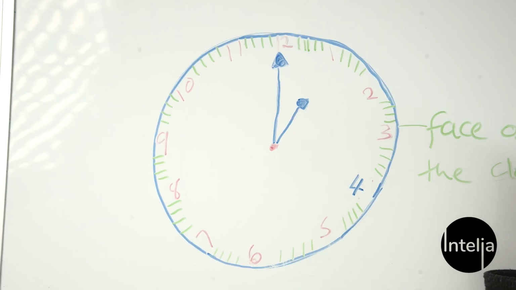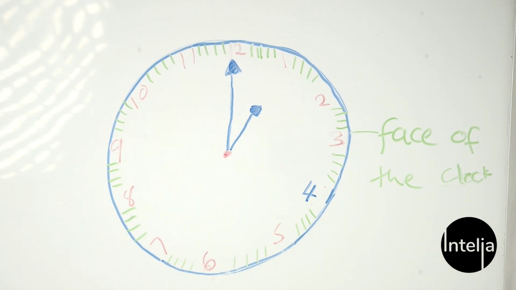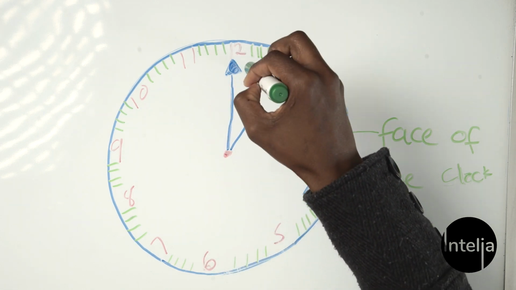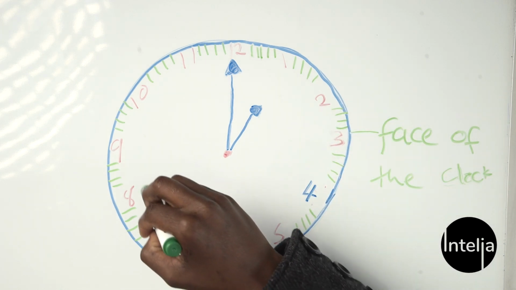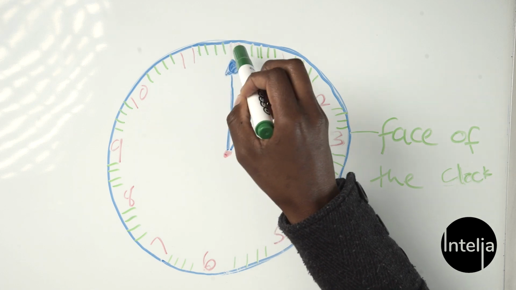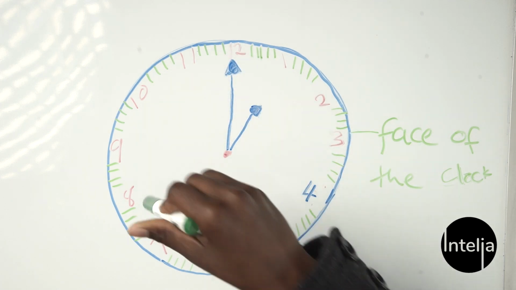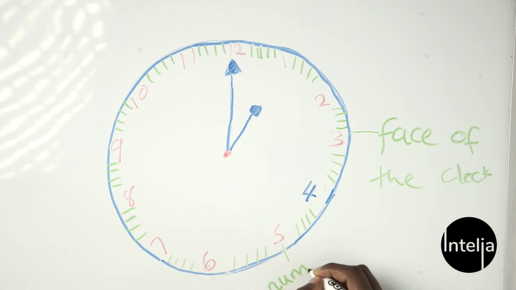I'll pick up my marker. You see? Perfect. And then all these numbers you see inside the circle, from 12, 1, 2, 3, 4, 5, 6, 7, 8, 9, 10, 11, and 12. These are what we call hours. These numbers represent hours. So I'm going to label the numbers here. Numbers represent hours.